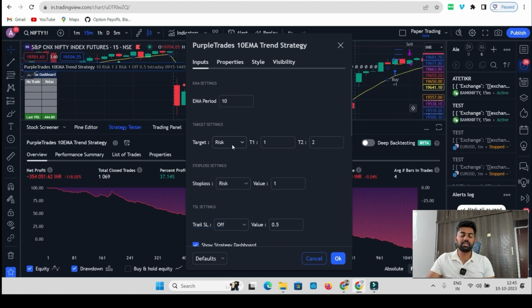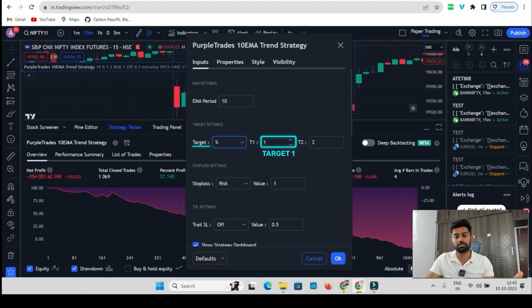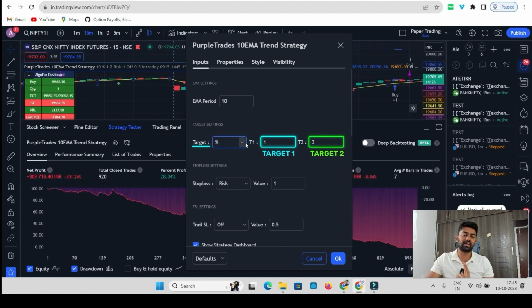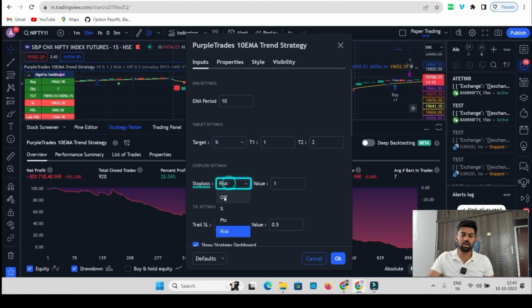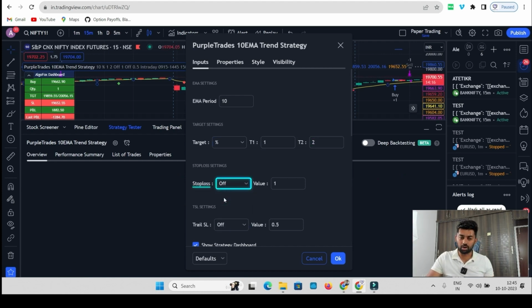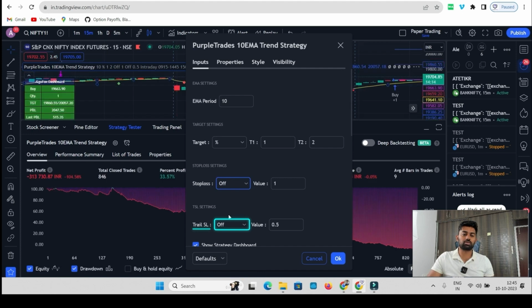Now, let me shift target and stop loss in terms of percentage. Firstly, I'll keep target in terms of percentage. Target 1 can be 1%, target 2 can be 2%. Again, target 1 is inactive, I will not work on that. Stop loss can be my EMA line. So since EMA is my stop loss, the stop loss is very, very small, I would keep stop loss as off and trading stop loss also as off.